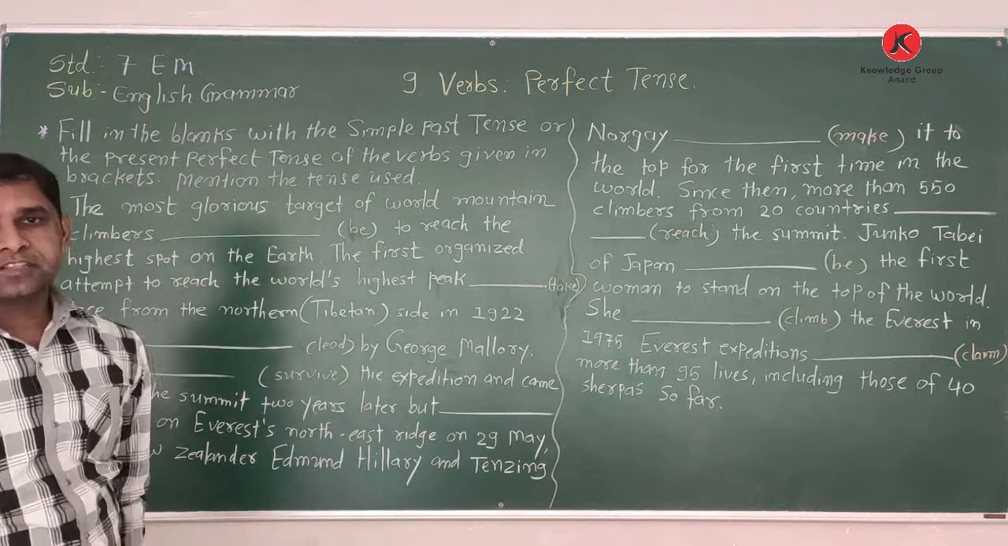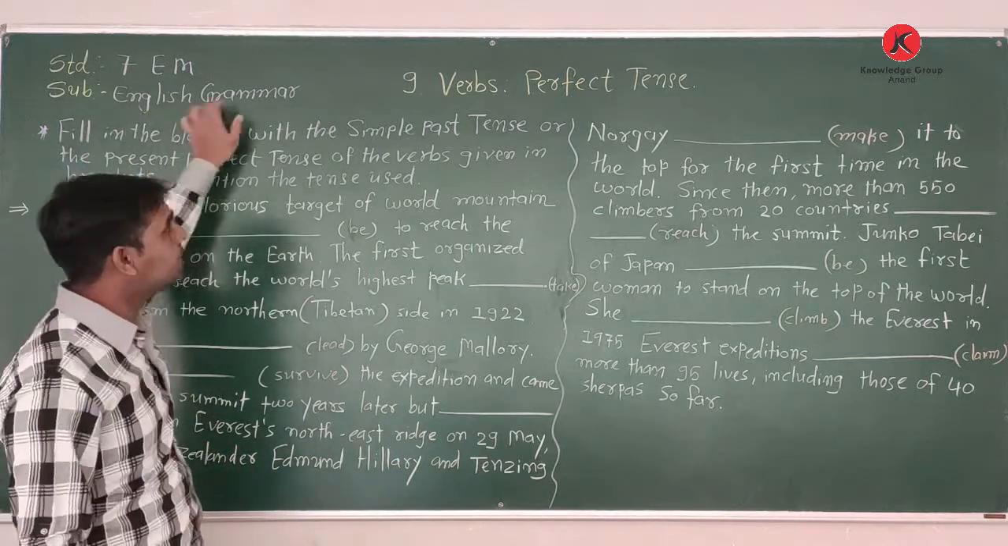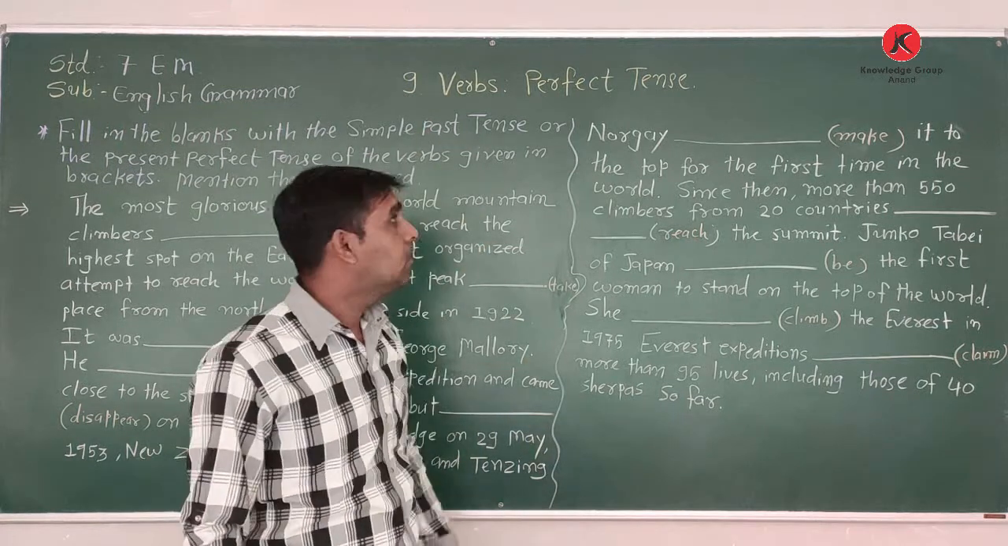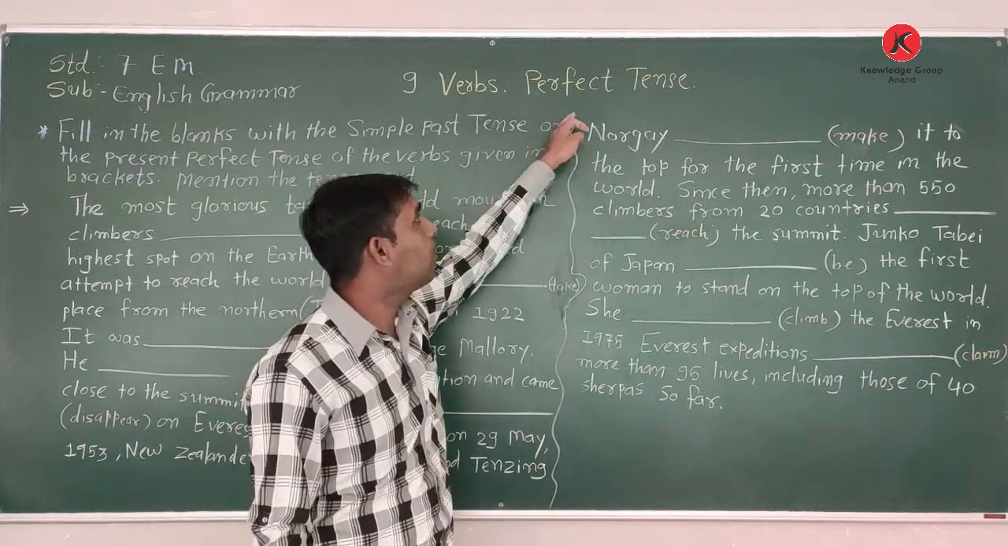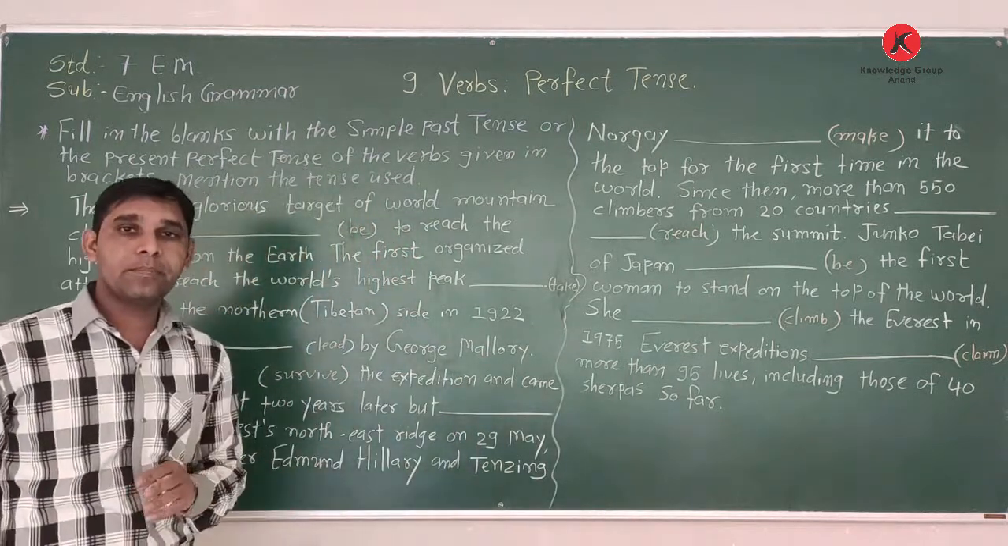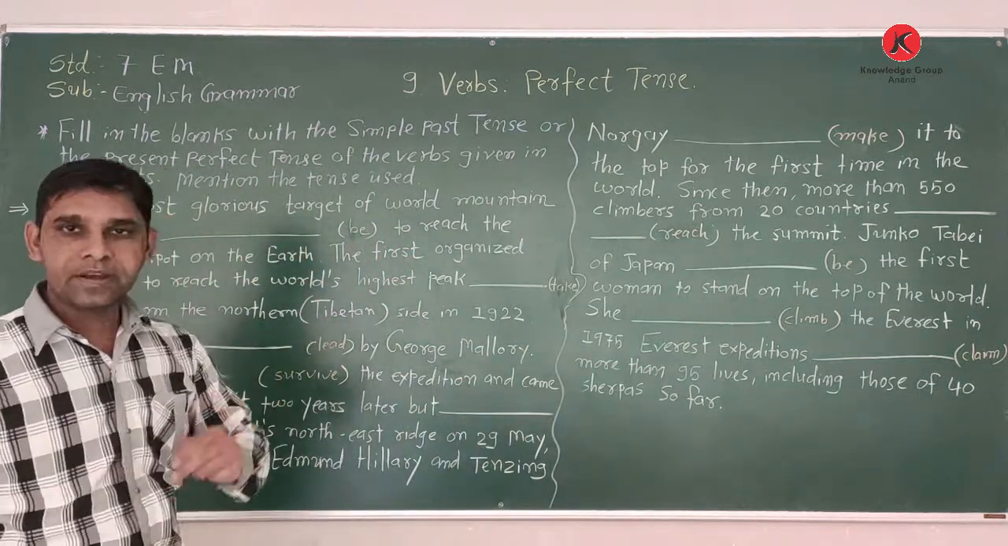Standard 7 English medium. Subject English grammar. Chapter number 9. The chapter name is Verbs. Perfect tense. We already talked about the perfect tense, in the present perfect tense.